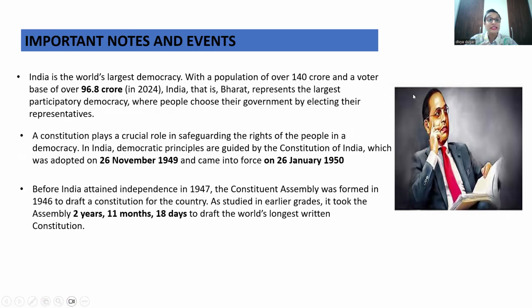Now, students, this is what I want to say. India has the world's largest democracy with a population of 140 crores, and the number of voters in the 2024 elections was 96.8 crores. Now, students, a very important thing: our constitution plays a very important role in safeguarding the rights of the people.